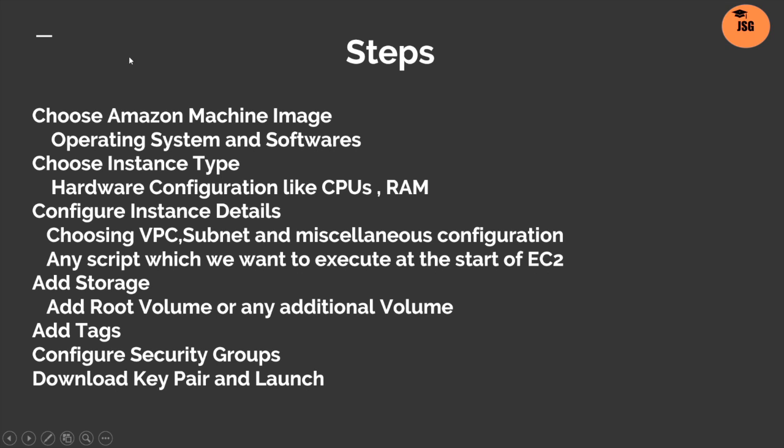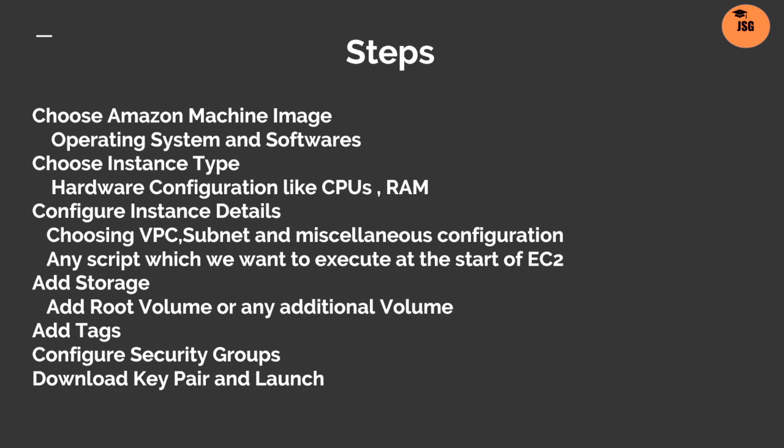So the first step is choosing Amazon machine image. In this step, basically we are telling AWS what kind of operating system or any other software we want on our EC2 instance. So how will we tell that? By choosing Amazon machine image, because the Amazon machine image has the operating system and other software which we want to install on our EC2 instance.